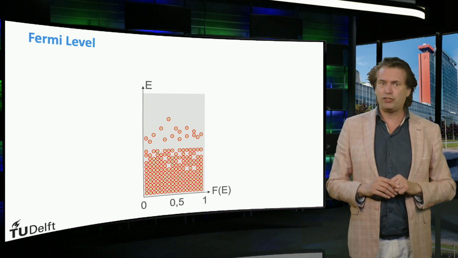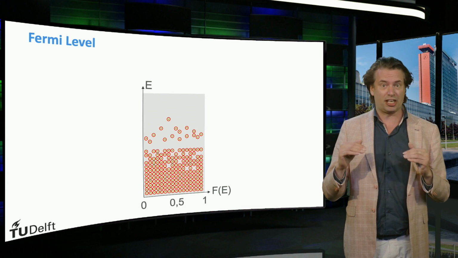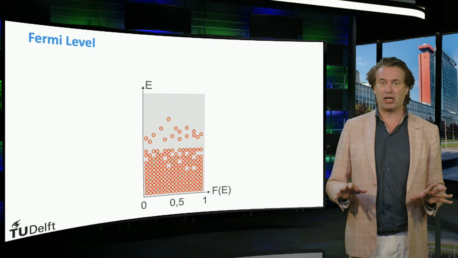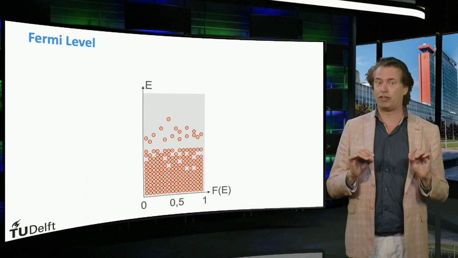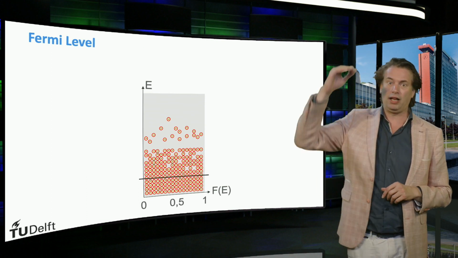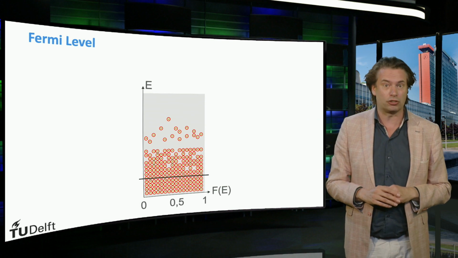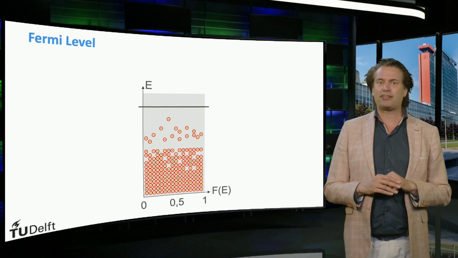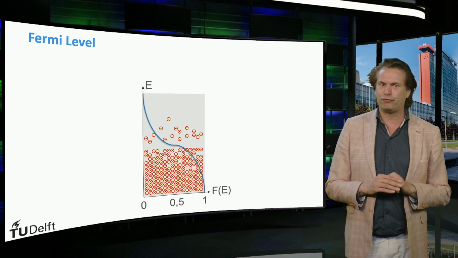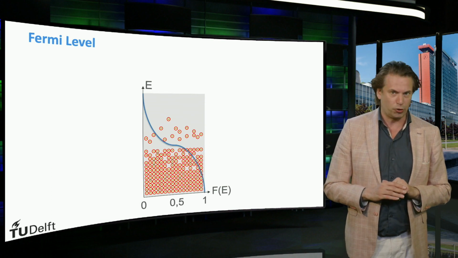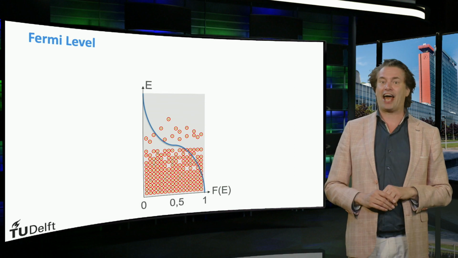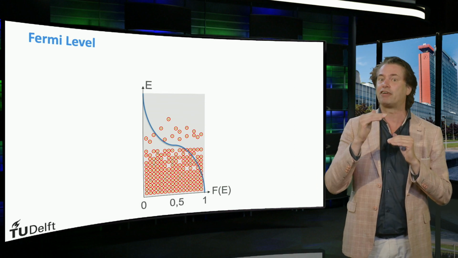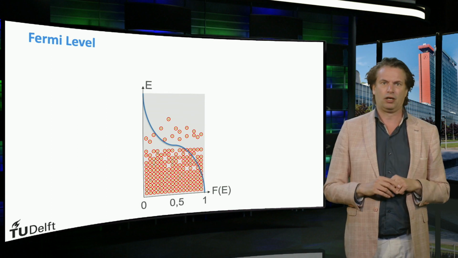The probability to find an electron is not the same at all energy levels. At low levels, you will have a probability of 100% that electrons will fill this level. Well, at high levels, this probability is close to 0. The probability to find an electron can be expressed by the Fermi-Dirac distribution function. This function reflects the probability that an electron will occupy a state having an energy E.